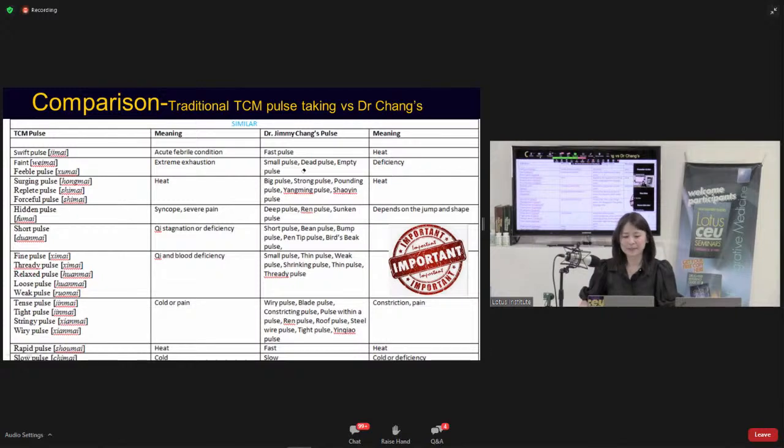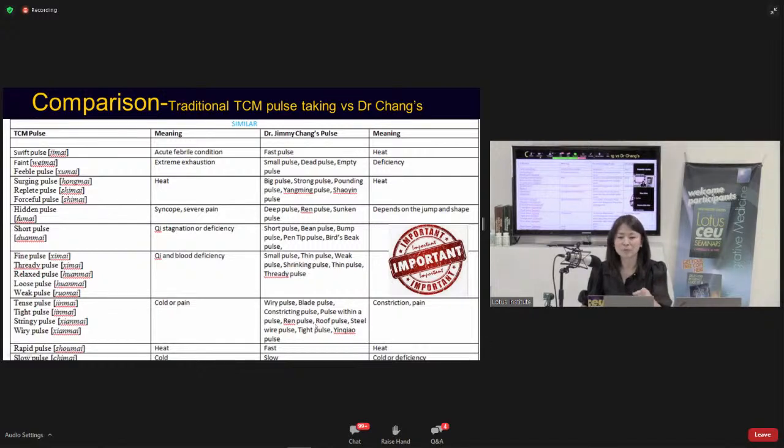Okay. So the first page of this are the ones that are similar. So I put similar up here. Can you see it? Similar in the little blue word here. So these are the similar ones. So for example, tense pulse, tight pulse, stringy pulse, wiry pulse is either cold or pain. And for Dr. Chang, you would be looking at wiry pulse, blade pulse, constricting, pulse within a pulse, Ren pulse, roof pulse, steel pulse, tight pulse, in-child pulse. It's all the same. All of these are what?